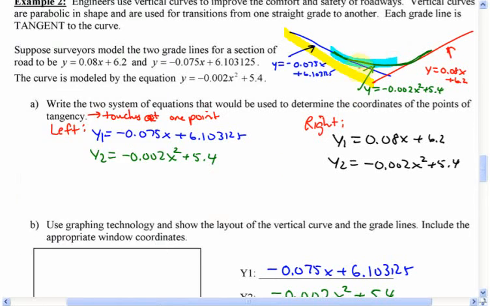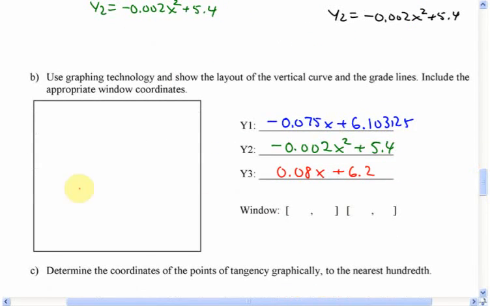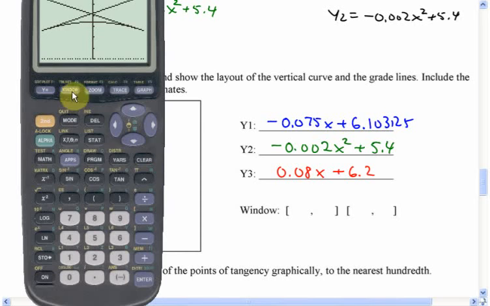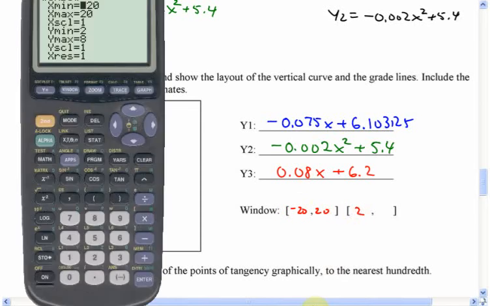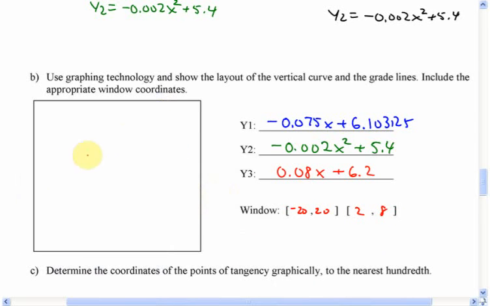So let me just write down picture incorrect. Let's draw on the right one. Okay. Cross out. The right one should be down here. And notice what I have in my window: negative 20, 20, 2, and 8. And look at the beautiful graph that I have. It looks like I've got a line going upwards, a line going downwards, and a parabola in between like this.